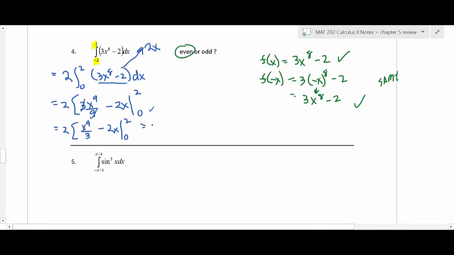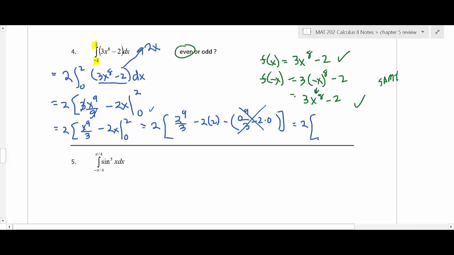So then we would have 2. I'm just going to draw kind of a big bracket. I'm going to plug the upper limit in here. So I'll have 2 to the 9th over 3 minus 2 times 2. And you don't really have to write this part out necessarily, but if you plugged a 0 in, you'd have 0 to the 9th over 3 minus 2 times 0 like that. And of course that whole thing goes to 0, so that simplifies the calculation. Okay? All right, and let's see what we got from here then.